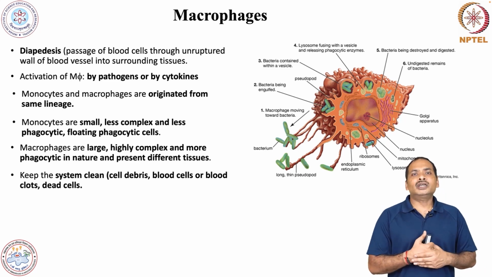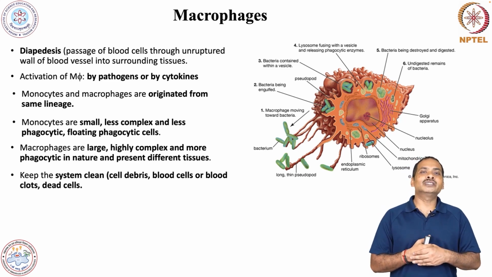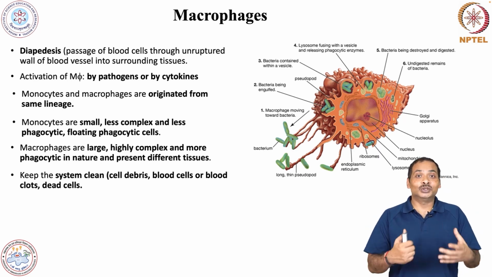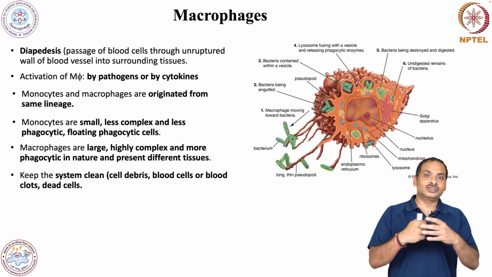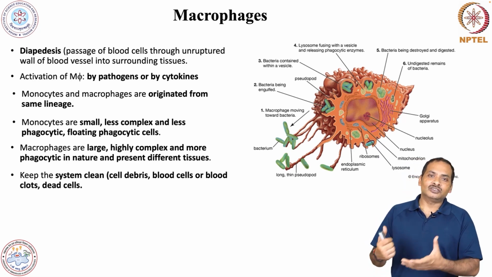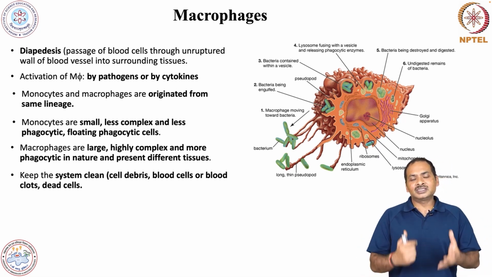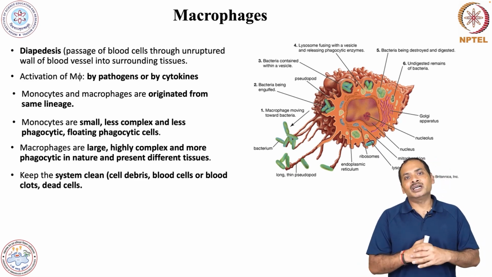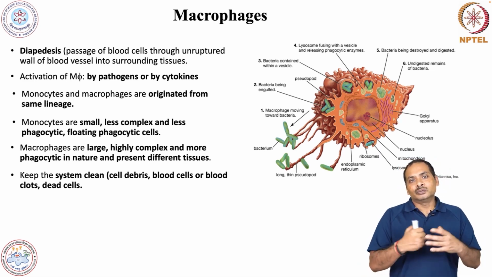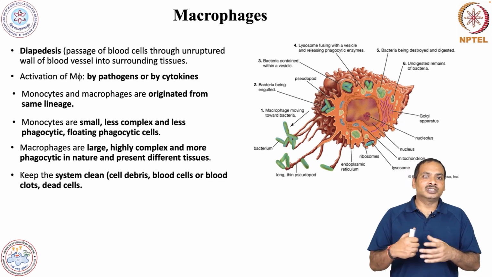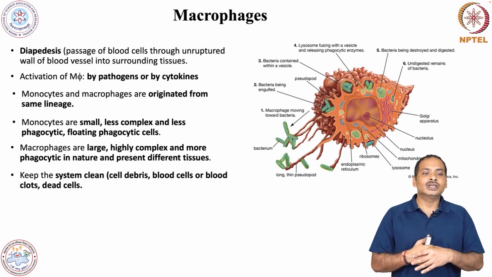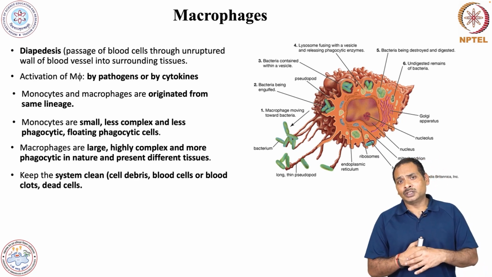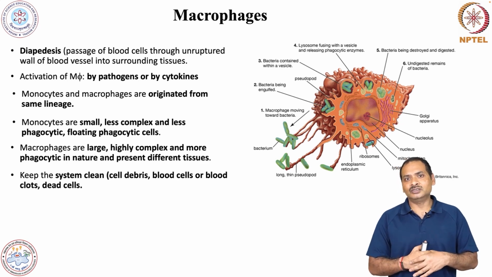Besides immune function, macrophages play a very important role in scavenging our whole body. Every moment there is some cell death, some cell damage, some damage of blood cells. All of this is cleaned up mainly by macrophages. Macrophages eat up all those damaged cells and keep the system clean. So overall, macrophages play a very important role in maintaining homeostasis.